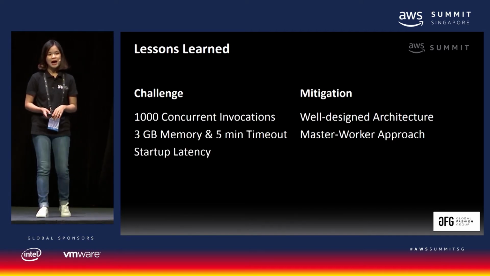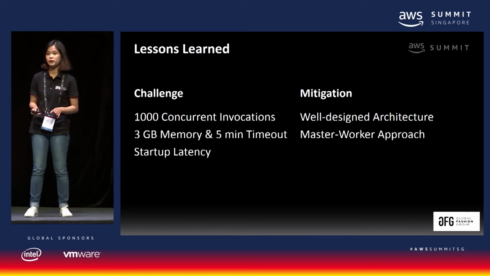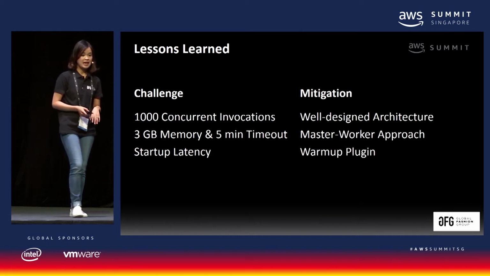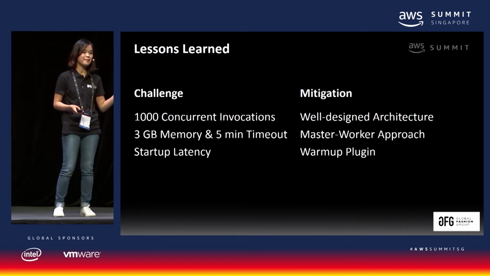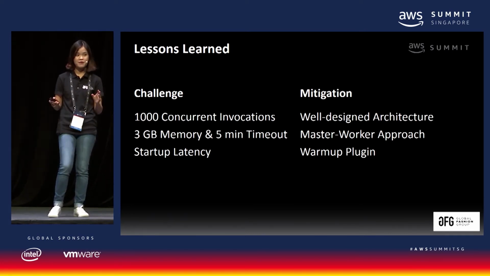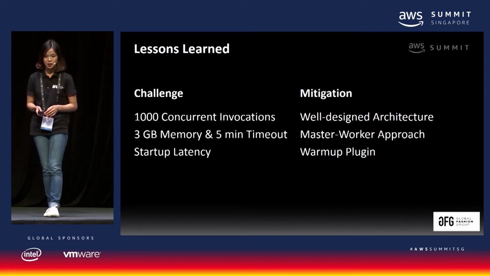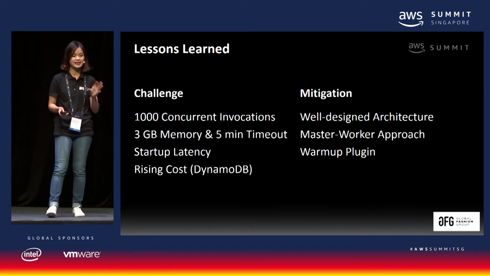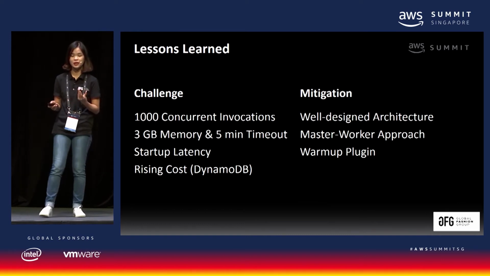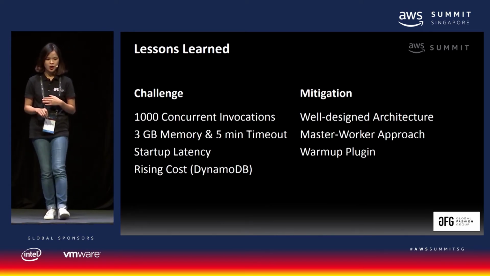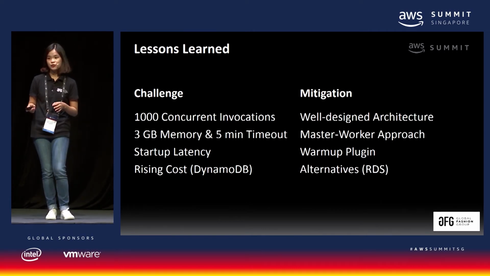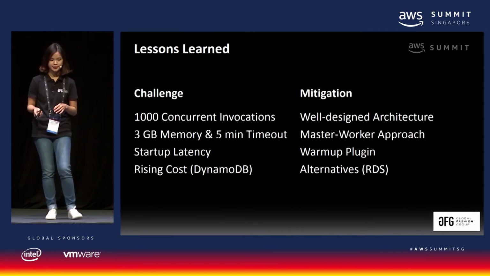Thirdly, sometimes Lambda cold start can take up to a few seconds. To reduce this latency, we use the warm-up plugin, which triggers Lambda every 5 minutes so that it's ready for the next invocation. At some point, we also encountered some cost rising on DynamoDB because of the nature of our product. So as we didn't use Lambda triggers, we switched to RDS for some of the services.